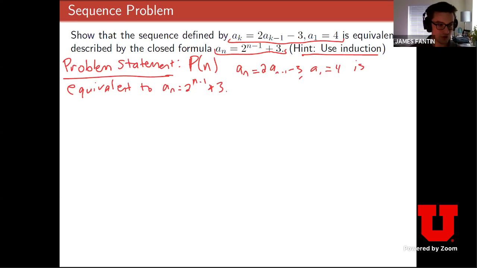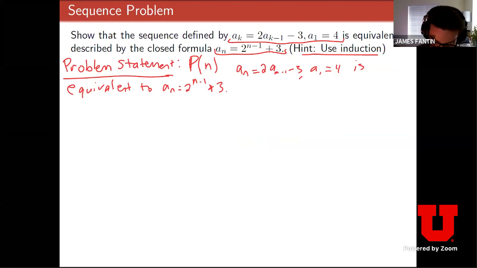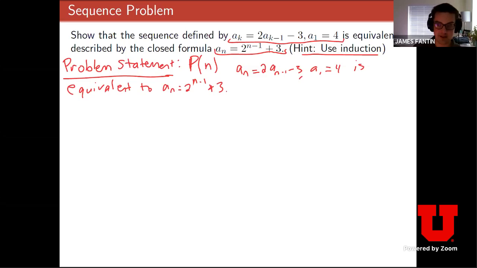The crucial thing to note is we're not using the same variable k anymore when we introduce this recursive formula. The reason is that P of n, in the problem statement, only knows about what n is. So we need to have all of our variables in terms of n. But yeah, this is what we could have for the problem statement.